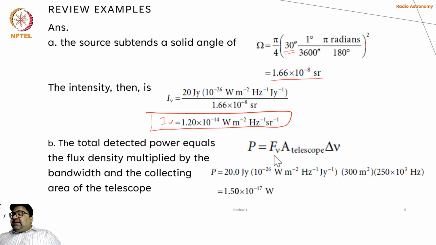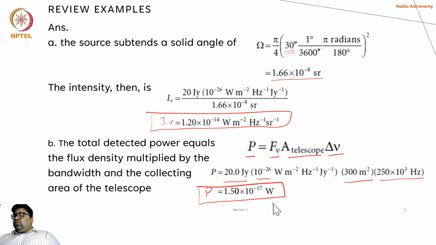Okay, total power detected P is given by F nu times area of the telescope times delta nu. So we put those in: 20 Jansky times 10 to the power minus 26, that takes it from Jansky to watts per meter square per hertz. Yeah, per Jansky. And then 300 meters square is the area, and 250 kilohertz is the bandwidth. So that comes out to be the power is given by 1.5 times 10 to the power minus 17 watts. Okay, simply just substitution.